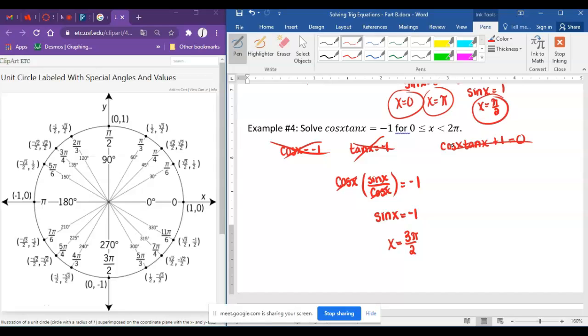Okay, questions on number 4? Not always, but if you see you've got tangents or cotangents, or secants or cosecants, a lot of times it's a good idea to change those things to sines and cosines and try to simplify.